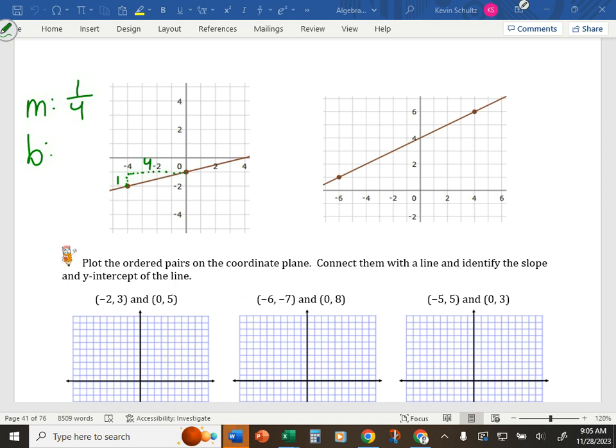Where does this cross the y-axis? 0, -1. Good work. Next one.